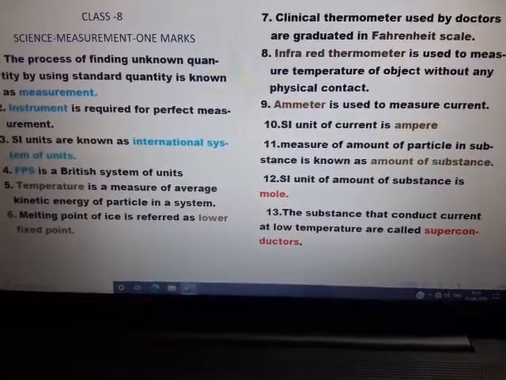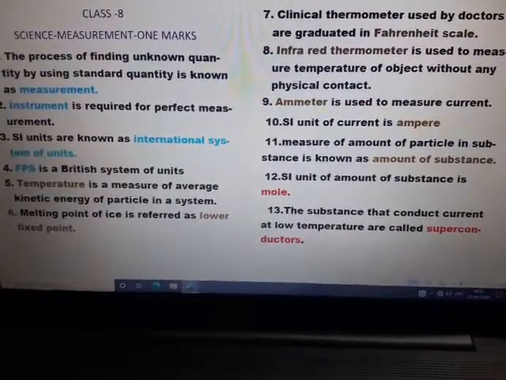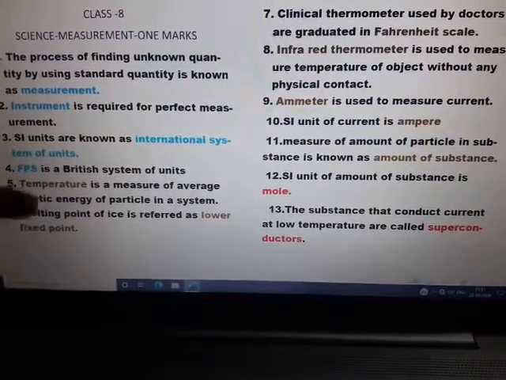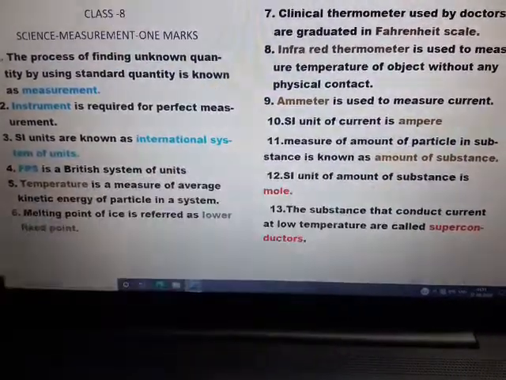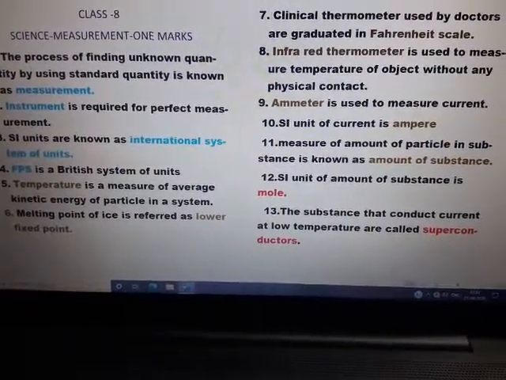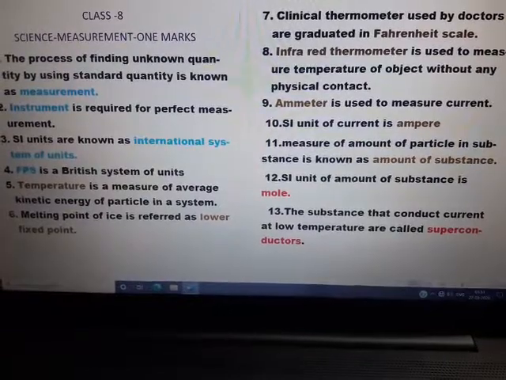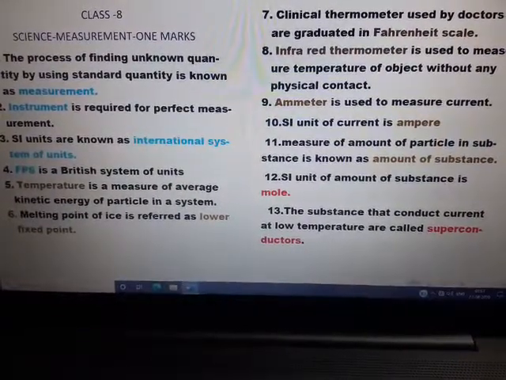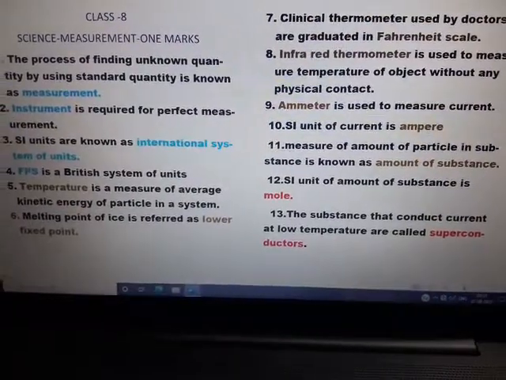So 11th one, the measure of amount of particle in a substance is known as amount of substance. So basically the question itself has the amount of particle, so it can be written as amount of substance. 12th question is, SI unit of amount of substance is mole. So mole value is 6.023 into 10 to the power 23 entities.